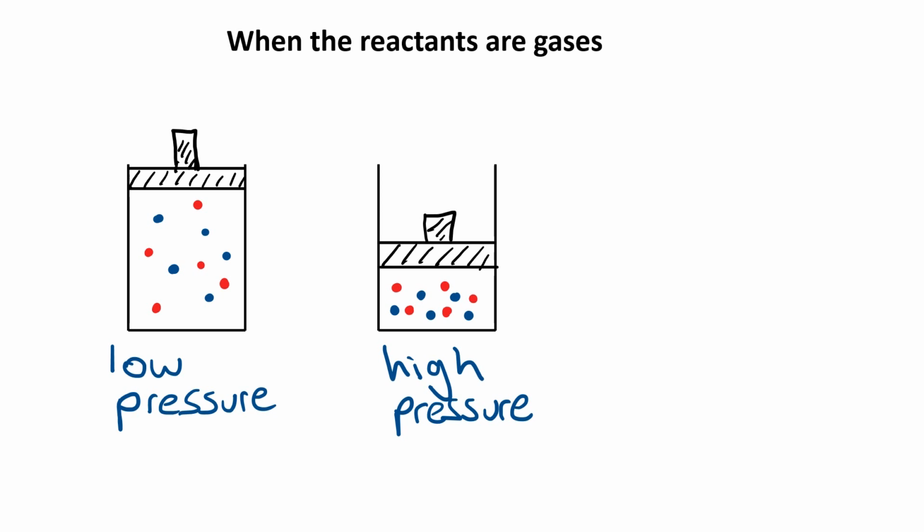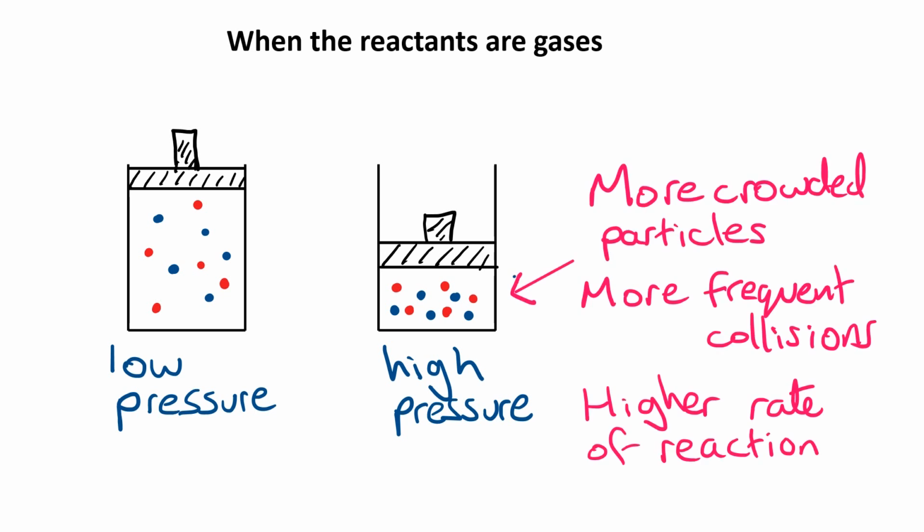So the pressure of a gas can be increased by pumping more gas into the same space or by making the space smaller. And we can see when you do that, that means the particles are more crowded, there will be more frequent collisions, and therefore there would be a higher rate of reaction if the pressure is increased.